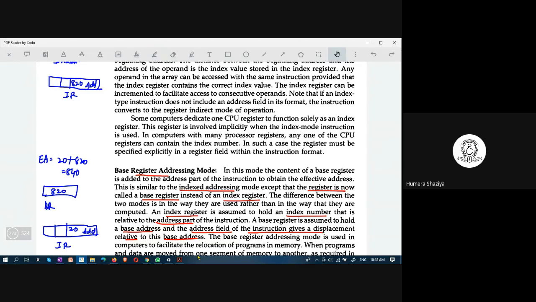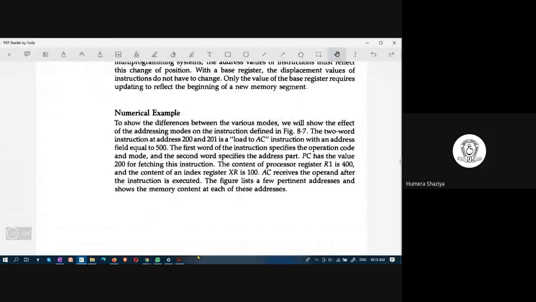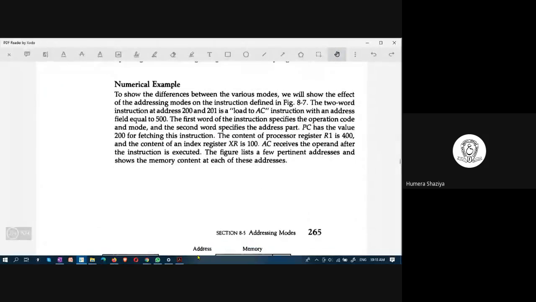All right, students. Let us look at a numerical example, and then the concept would become more clear. The two-word instruction at address 202 is a load to AC instruction with an address field equal to 500. The first word of the instruction specifies the operation code and mode. The second word specifies the address part.